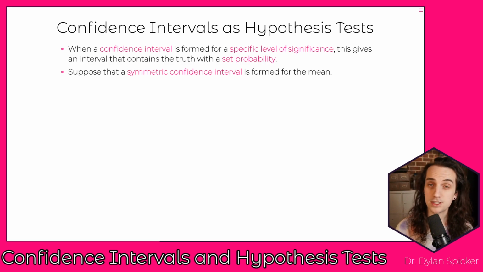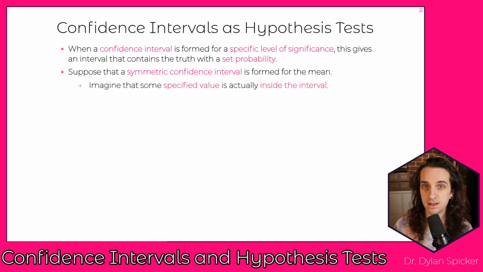Now, for sake of example, we can suppose that we have a symmetric confidence interval that's being formed for the mean. So we know that the way this is going to work is we're going to take the sample mean and then add and subtract the margin of error. Now, imagine that some specified value, perhaps we think it's the true value, actually falls within that confidence interval.